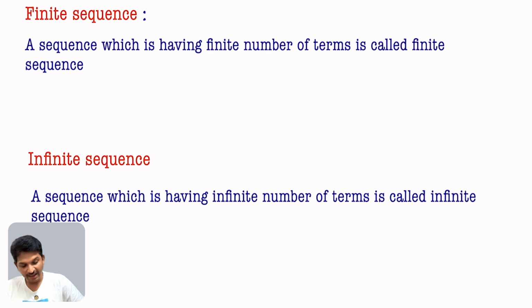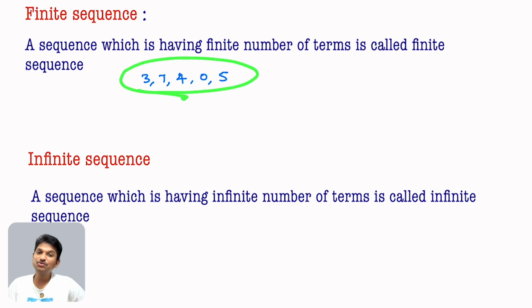For example, I'll write like this: 3, 7, 4, 0, 5. I said this is a sequence. In this total, how many terms are there? 5 terms are there. The number of terms in this sequence is finite. That's why this is called a finite sequence.